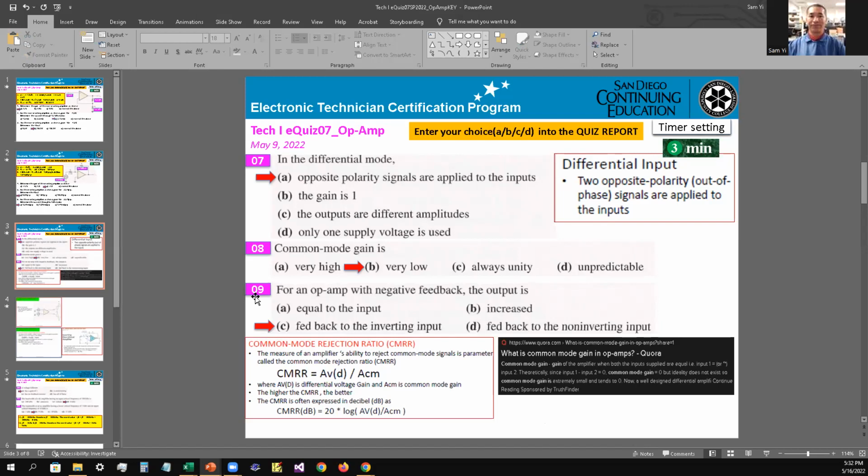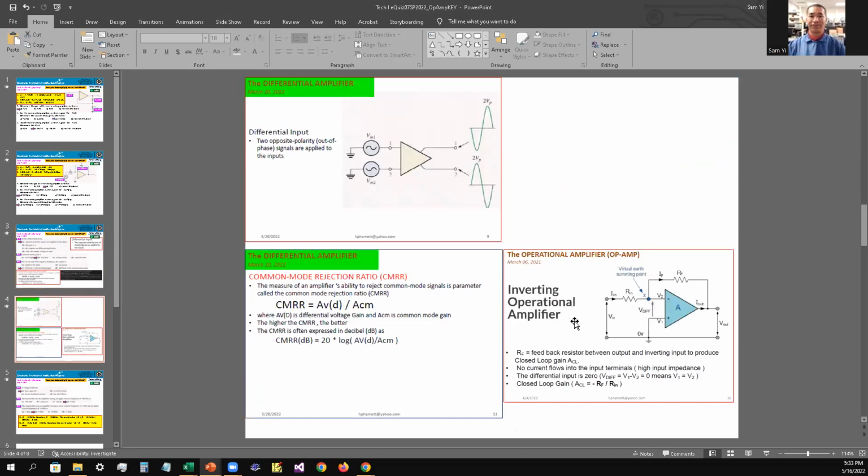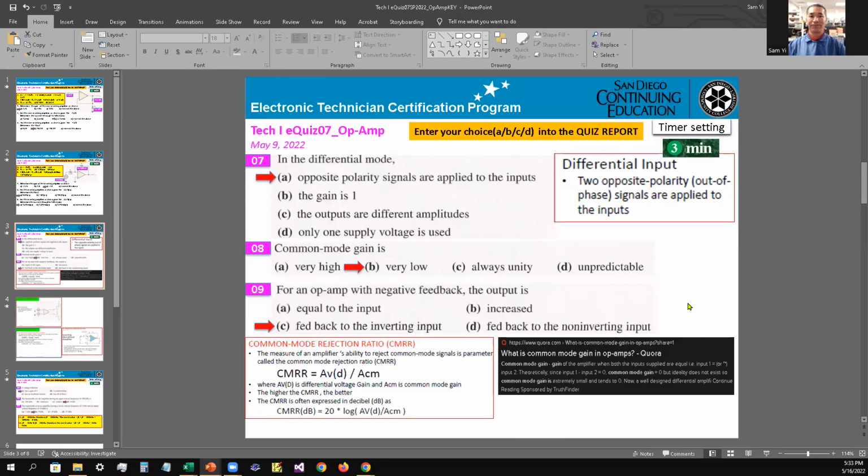Number 9, for an op amp with negative feedback, the output is fed back to the inverting input. So the answer is C as in cat for number 9. This one is what we have right here, the inverting amplifier. The signal goes in, and the feedback is coming back this way, so feedback into the inverting input. So the answers are number 7, 8, and 9.